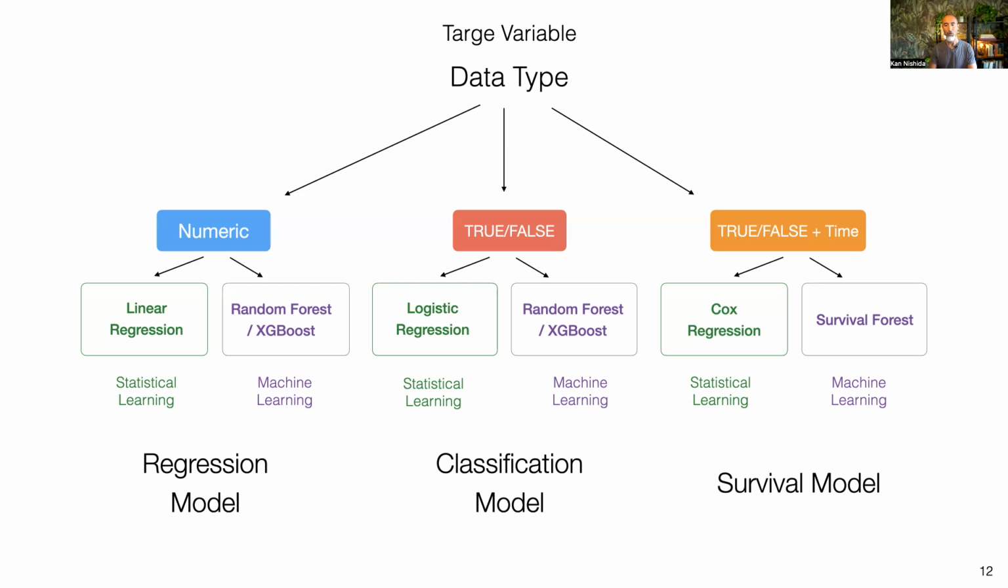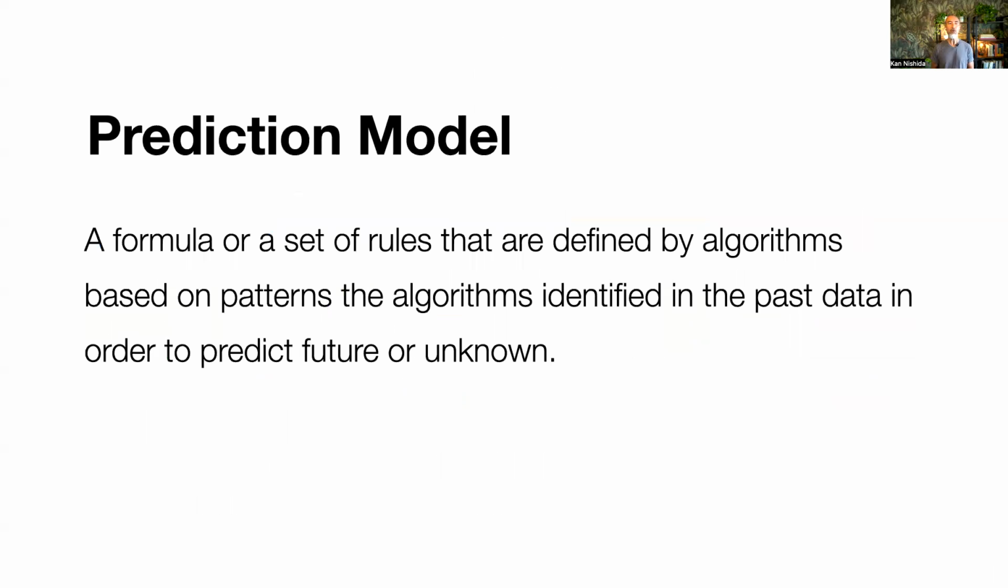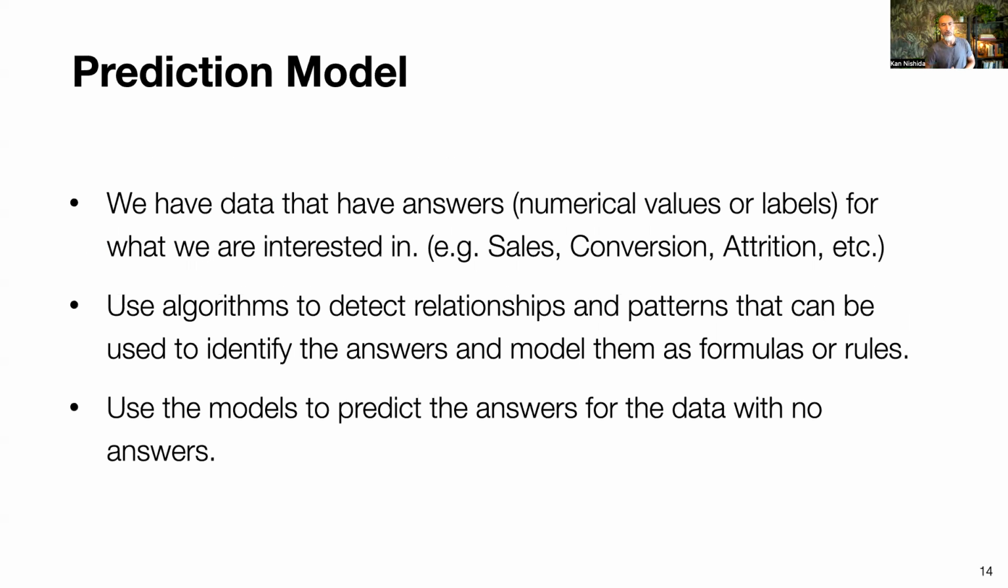That's one key point. The prediction model is really a formula or a set of rules defined by algorithms, based on the patterns that the algorithms learn or identify in the past data, or whatever data you give to the algorithm, in order to predict the future. Not necessarily the future; it can be past data that doesn't have the answers, so it's unknown data. That's really the prediction model in a nutshell.